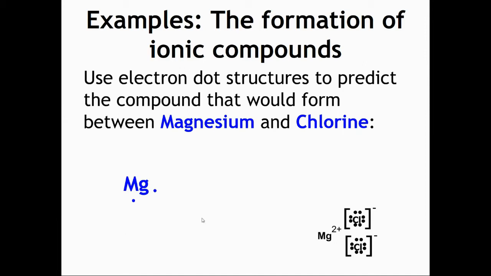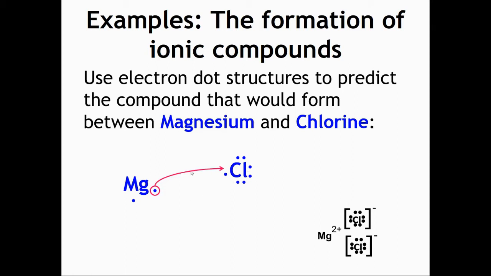1, 2. Chlorine has how many valence electrons? 7. Okay, so now magnesium wants to get rid of these 2 electrons. And chlorine has room for one electron. So magnesium starts saying, I've got electrons. Anybody want an electron? I've got an electron. And the chlorine says, I'll take it. So magnesium throws one of its electrons at chlorine. That chlorine has 8, so chlorine is happy.